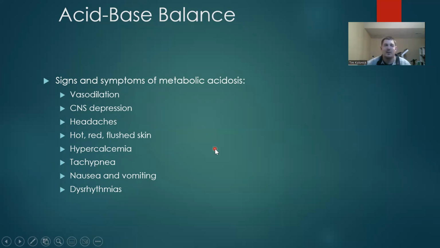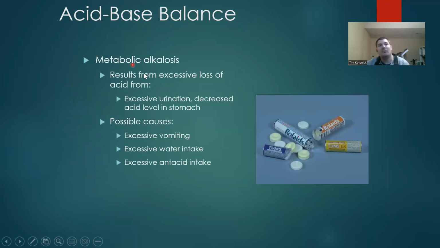Again, very hard to tell the difference in the field. Fix the breathing, maybe we fix the acidosis. Again, maybe. Metabolic alkalosis, we get too much loss of acid from a non-respiratory reason. This could be urinating too much, or just nausea, vomiting, excessive water intake, and excessive antacids intake. So they take too many Tums or Rolaids, and that might cause a problem.